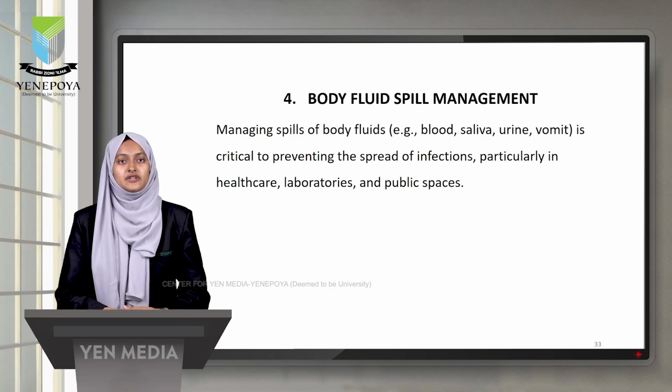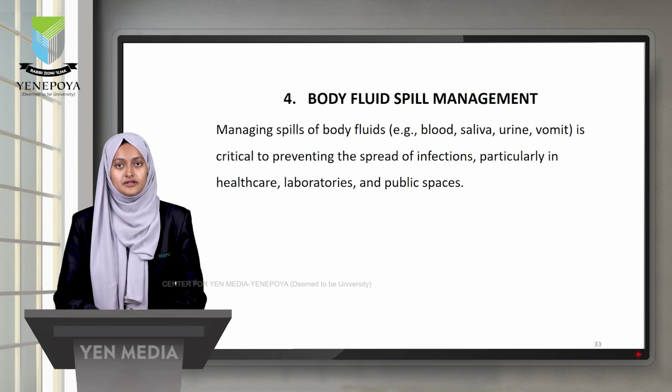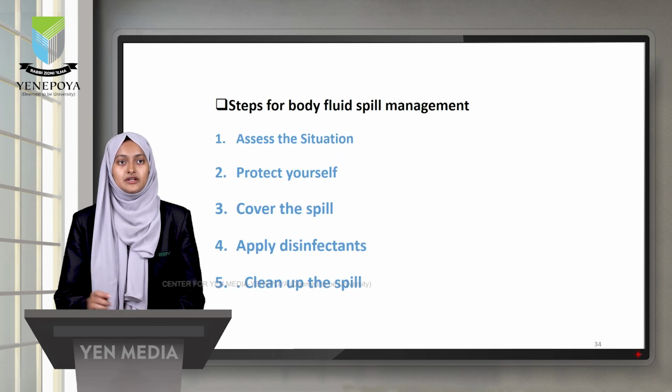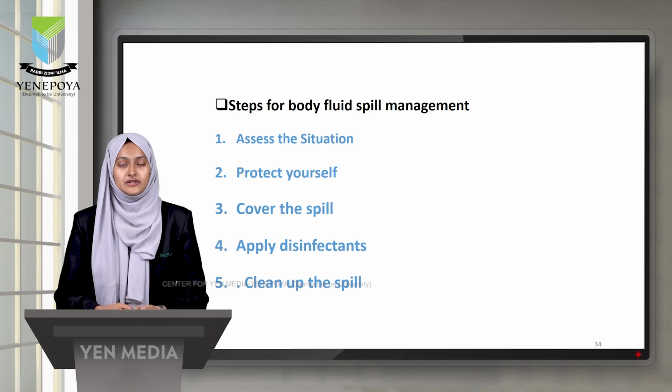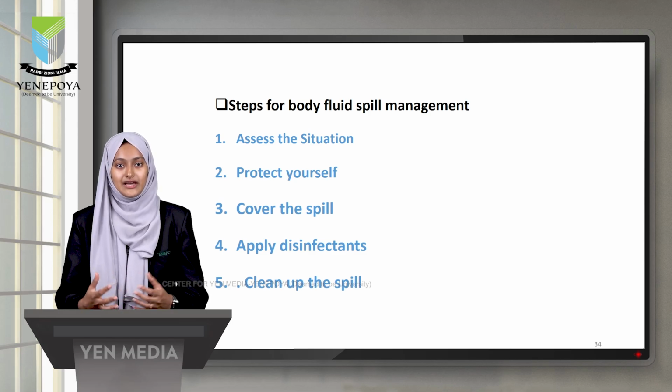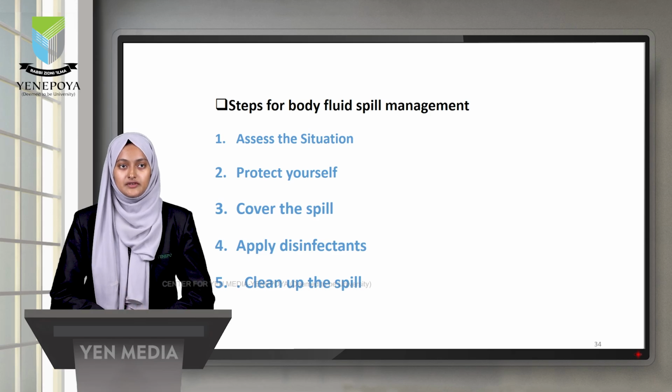The fourth component of standard precautions is body fluid spill management. If there is any spill in the hospital, how do we manage it? The first step is to assess the situation. Once you get to know there is a spill, you need to know what kind of spill, whether it's a small spill, a large spill, or what has spilled, whether it's blood or body fluid, or whether a thermometer has broken. That is how you assess the situation. And then you protect yourself. You need to wear the personal protective equipment.